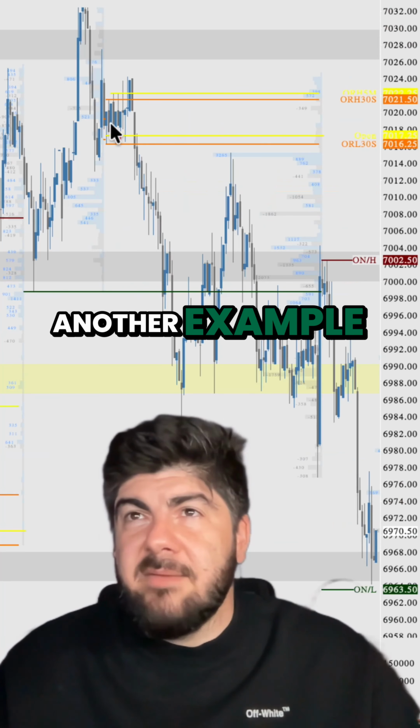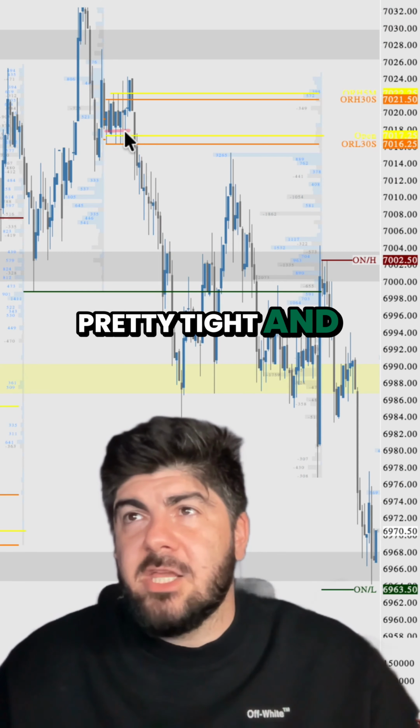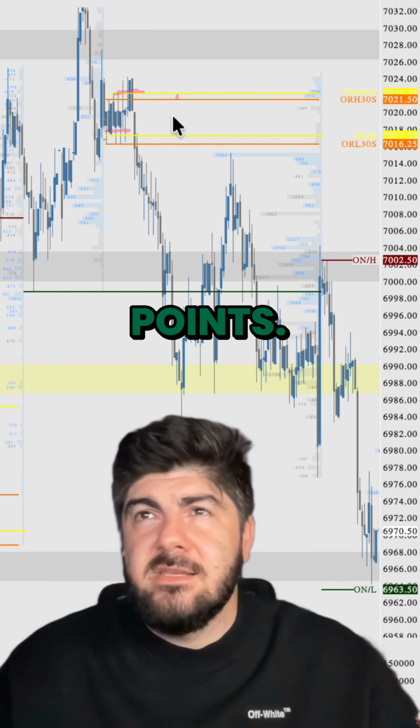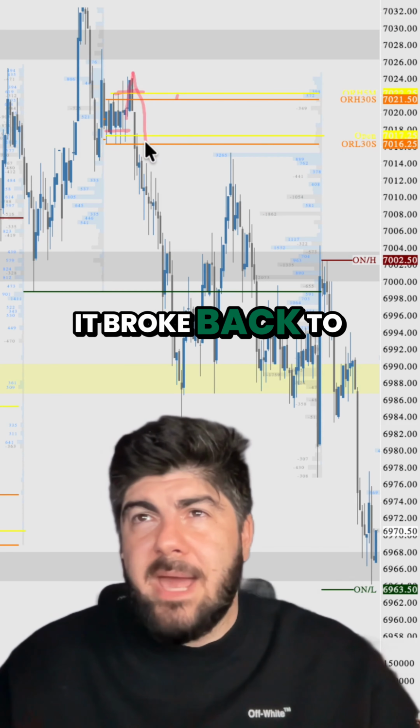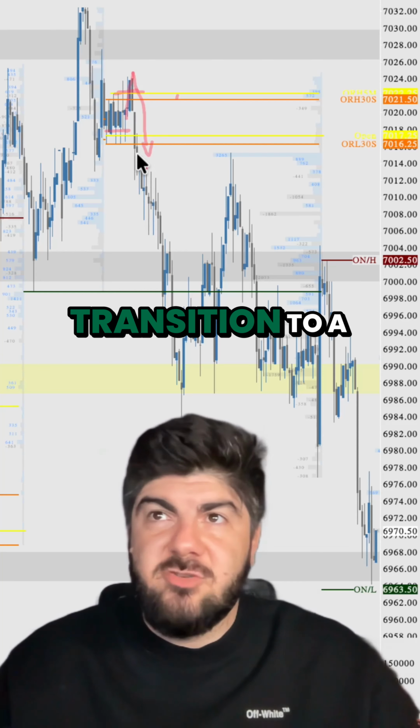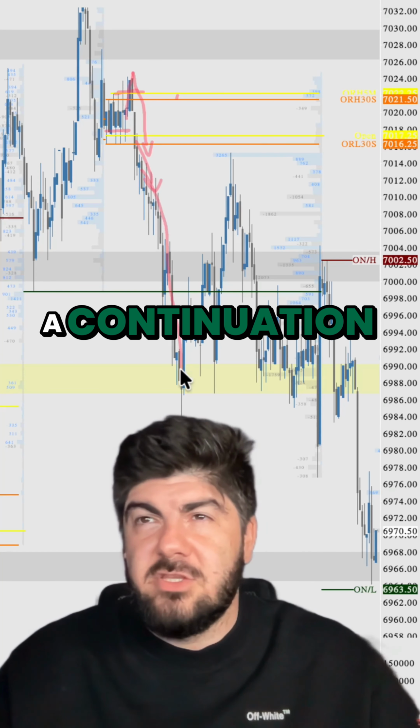Now here's another example of an opening range that was pretty tight and contracted, just above 5 points, expecting to see a range day. Then we see a breakout that failed and it broke back to the opposite side, which did transition to a downside day and a continuation lower.